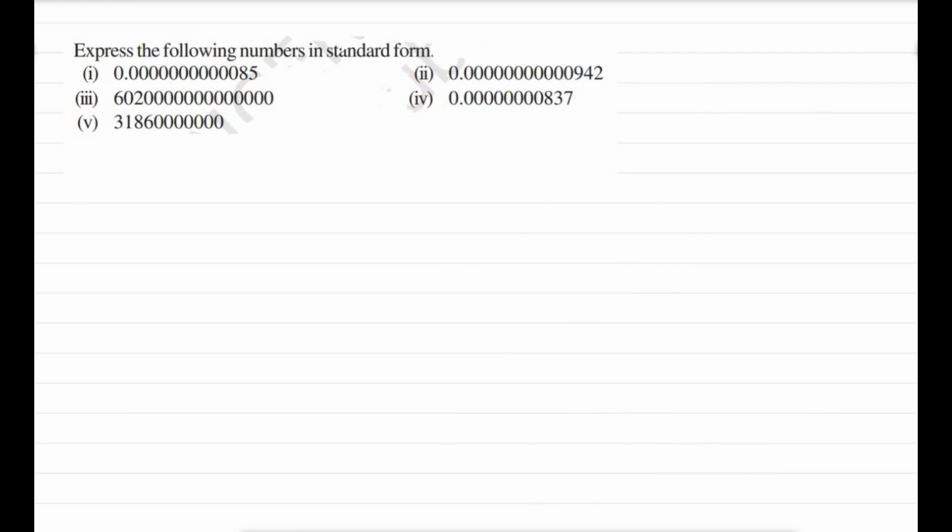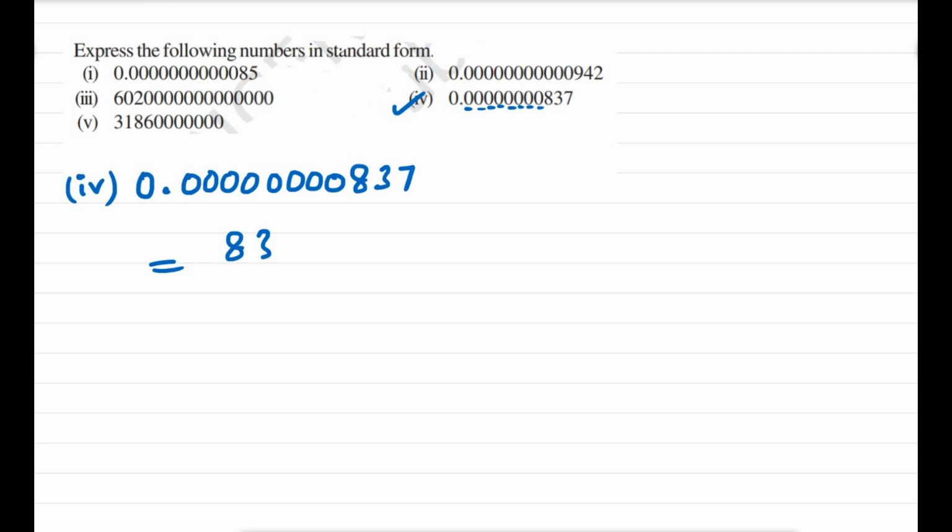A few more examples I have brought to you. I'll take one problem from this and the rest you are going to solve. You may face difficulty with decimal numbers. So I'll take 4. 0 point, count the number of zeros: 1, 2, 3, 4, 5, 6, 7, 8. So there are 8 zeros, then 837. This can be written as 837 by number of decimal places. Already 8 zeros are counted, 9, 10, 11. 11 places are there, so we write 10 power 11.